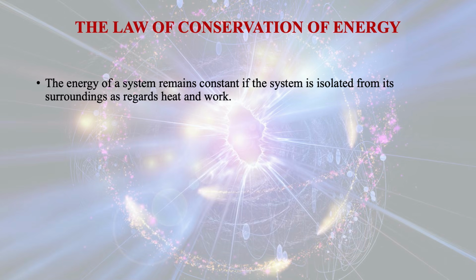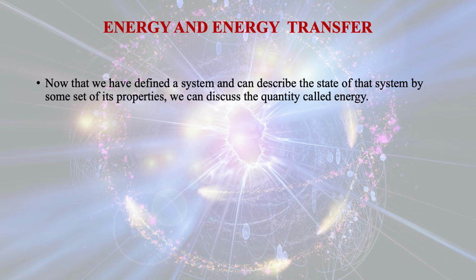Now when you think of the law of conservation of energy, we all know that energy can be neither created nor destroyed. Total energy is always conserved. We can also say that the energy of a system remains constant if the system is isolated from its surroundings as regards heat and work. Now, energy and energy transfer. Now that we have defined a system and can describe the state of that system by some set of its properties, we can discuss the quantity called energy.